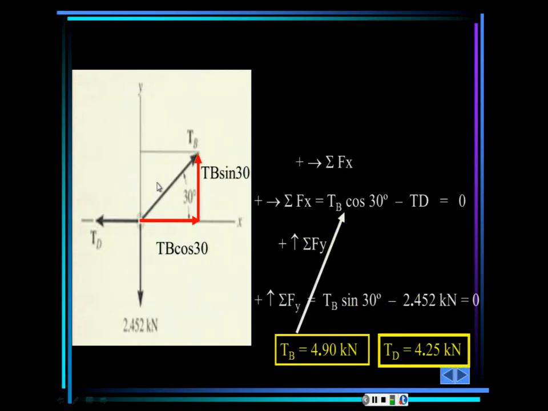If you study this problem and go back and really analyze what we did with it, you have to realize that I can set up, in a 2D particle equilibrium, two equations. Summation of forces in X has to be 0, summation of forces in Y has to be 0.